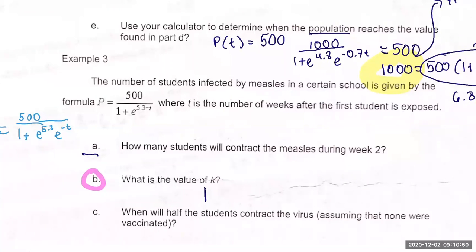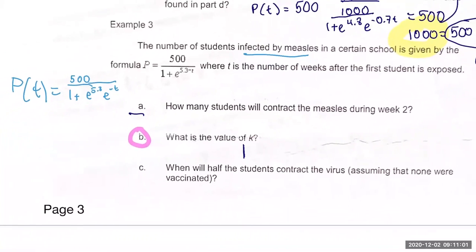It'll tell you the number of students infected by measles is given by the formula P of T is equal to 500 over 1 plus e to the 5.3 minus t. In the chat, can you guys type out what is A in this situation? I'm thinking of the formula we've been using. What's the value of A in this problem?